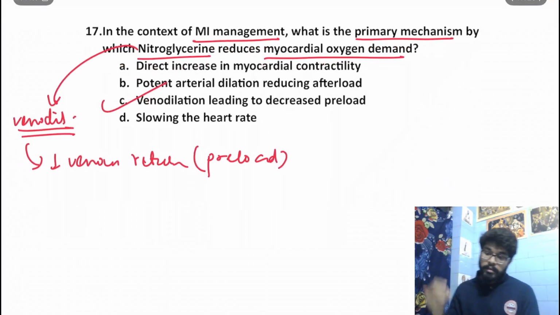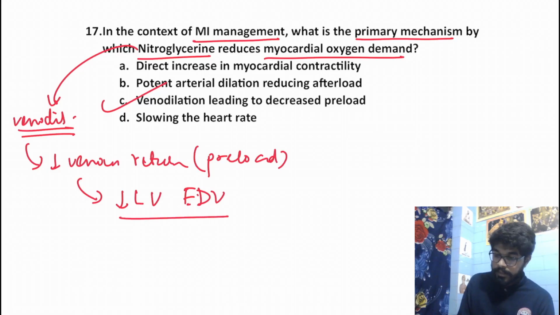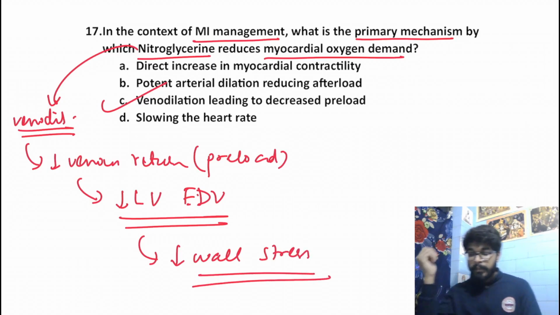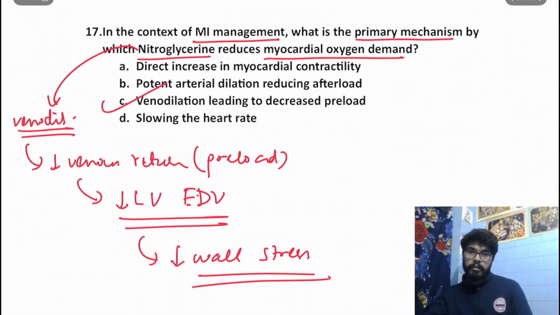Venodilation leading to decreased preload. What happens with that? There is a decrease in left ventricular end diastolic volume, right? And a decrease in end diastolic volume would result in a decrease in wall stress. This decrease in wall stress is very much helpful in this condition, in MI. Okay. So the answer over here should be option C.